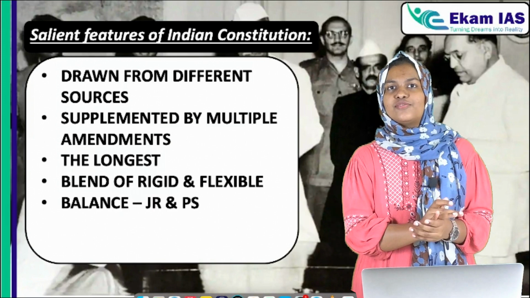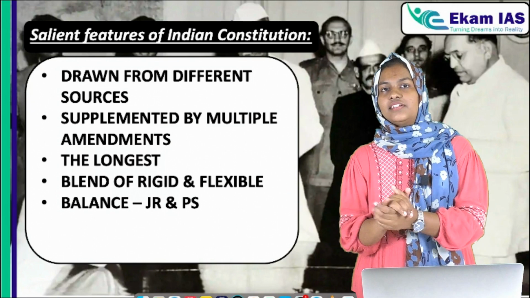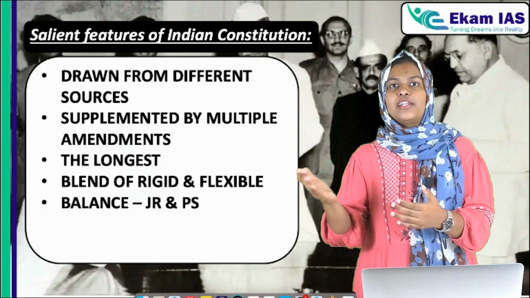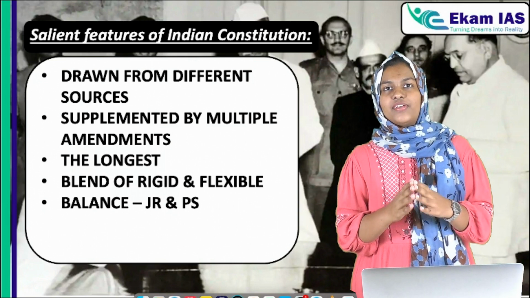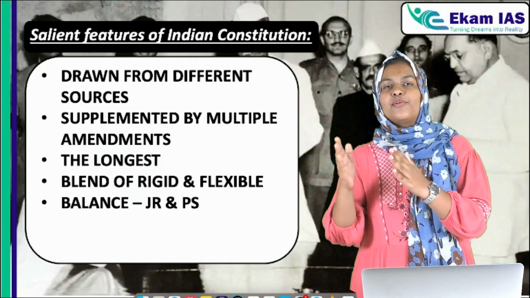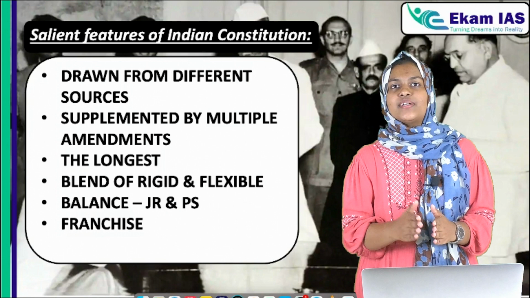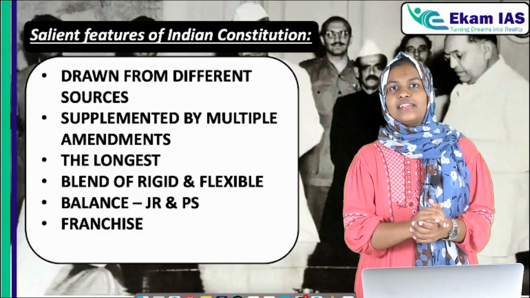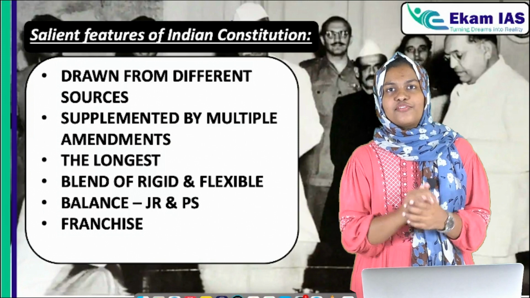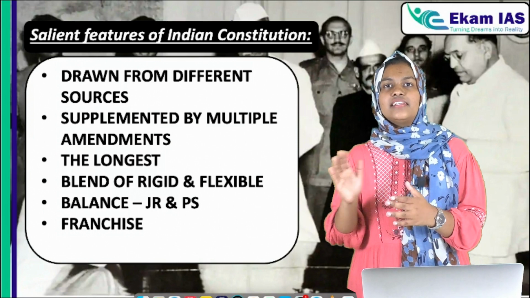Unlike the US constitution, which gives judicial review a supremacy, whereas the British constitution gives parliament the supremacy, we have the balance of two. That is, we have judicial review and also parliamentary supremacy. The Indian constitution provides for universal adult franchise, which means that any adult whose name is in the electoral roll, who is at the age of 18, has a right to vote irrespective of their caste, religion, gender, etc.